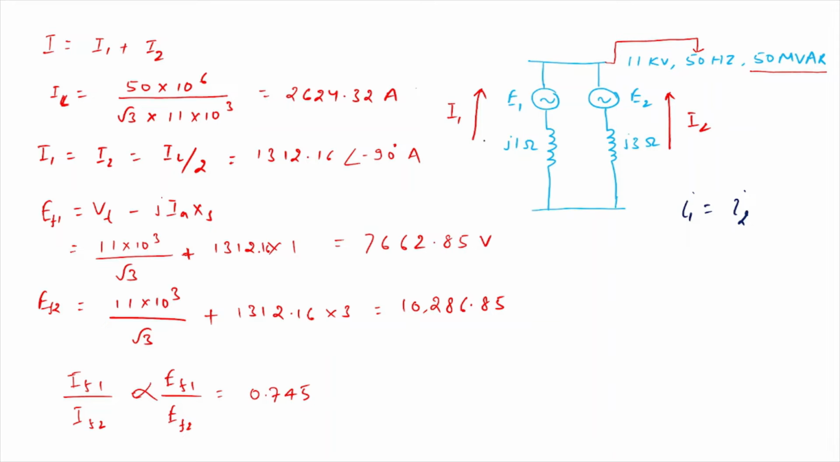We know from the problem that I1 and I2 are equal. The total current supplied to the grid would be I1 plus I2. Now, we know the reactive power, so if reactive power is given, we can calculate the total current, that is IL. 50 MVAR is given. If 50 MVAR is the load, then the current would be lagging since we are dealing in terms of reactive power.